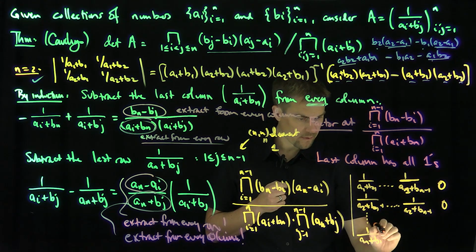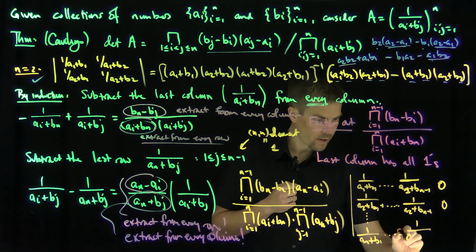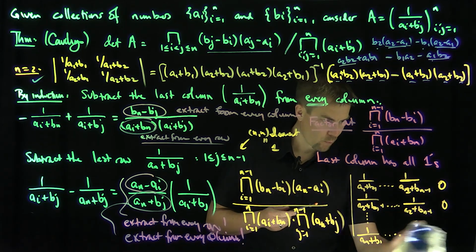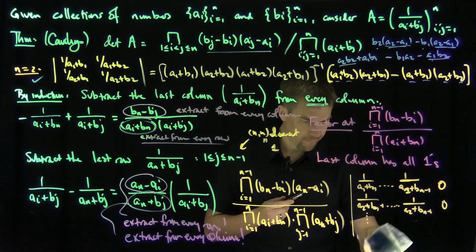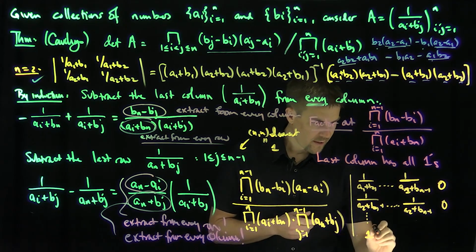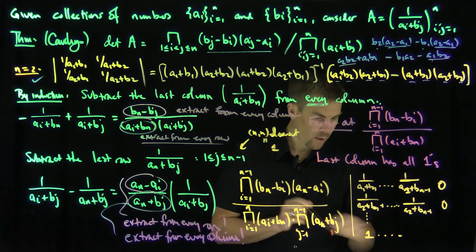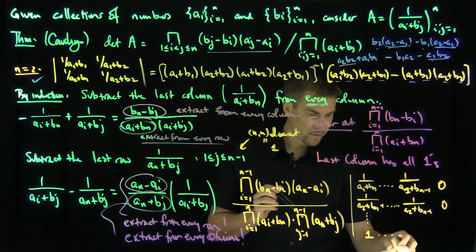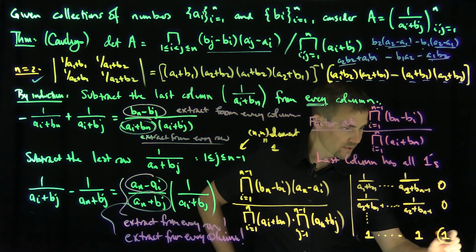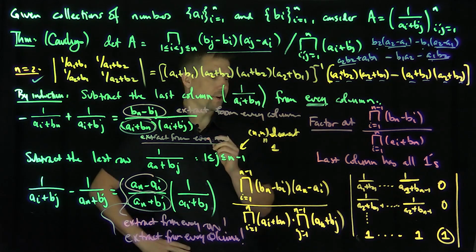Oh, I'm sorry, those are 1s now because I've extracted those, so those become 1s now, excuse me. Those are over here now. I've pulled those out, so I get a whole bunch of 1s. And a 1 over here, and that was the key important part of this determinant, right?